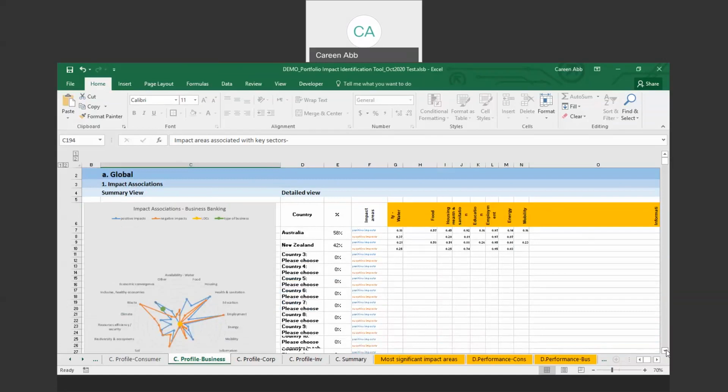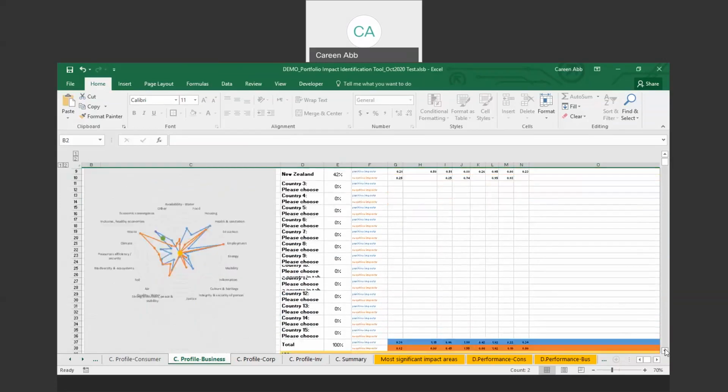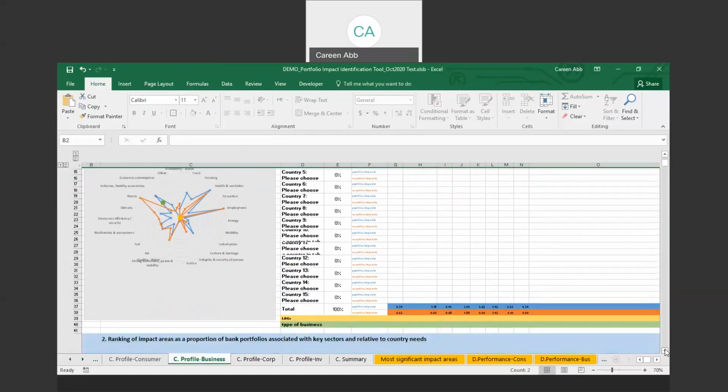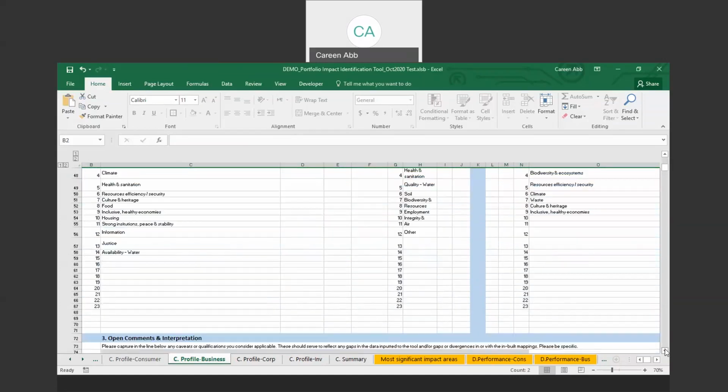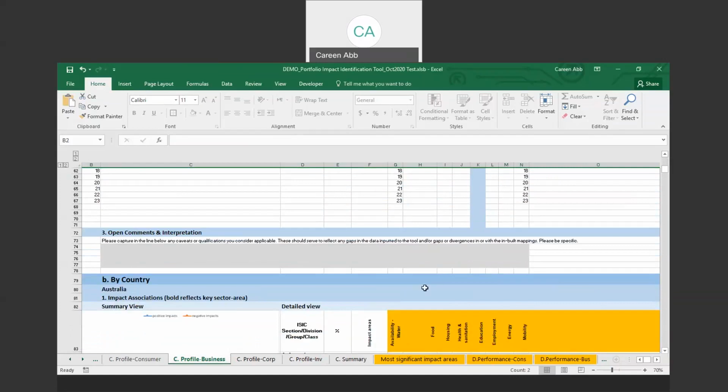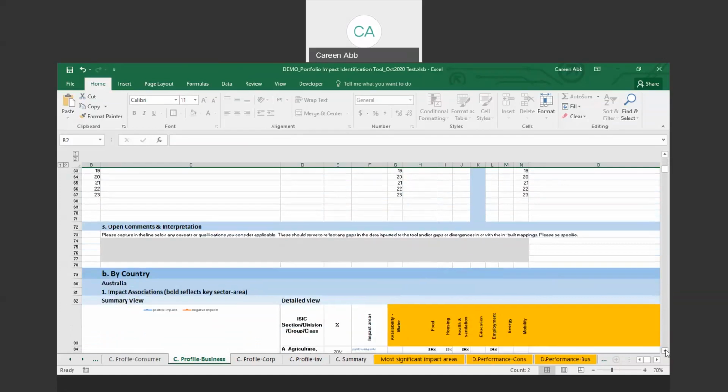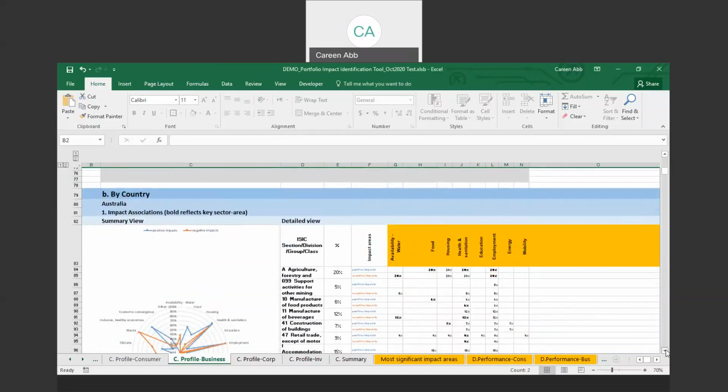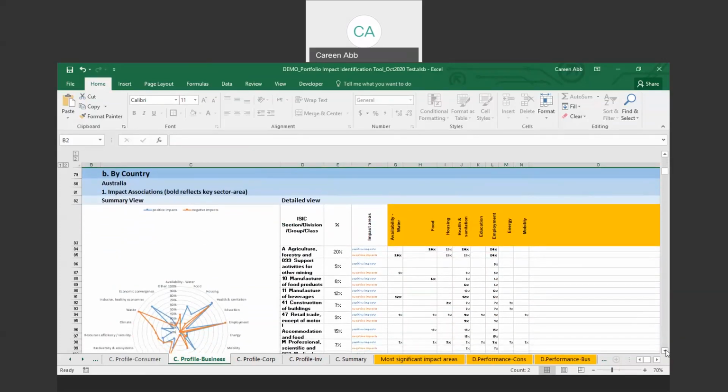Within that, you will find 2 segments. The first segment gives you a global view. Should you be involved in several countries, this provides a summary of all the countries together. This is followed by a section that functions country by country, starting here, line 79. In this particular case, we have an example with Australia.